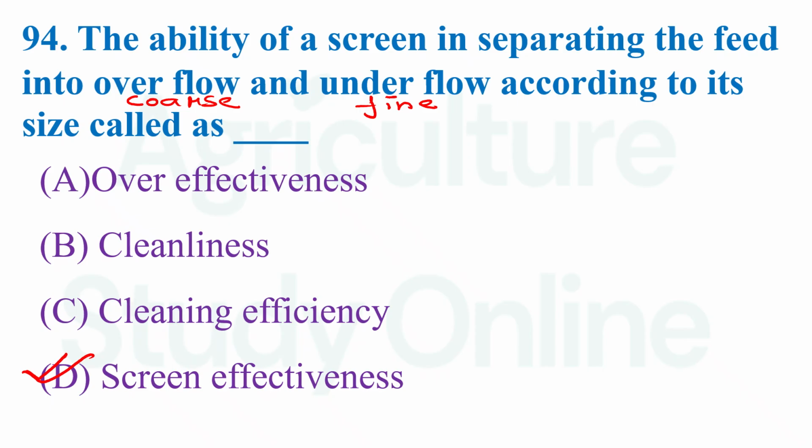Overflow is not a standard term. Cleanliness, it refers to purity. Cleaning efficiency, it's used for washing and cleaning operations. So the correct option is option number D.